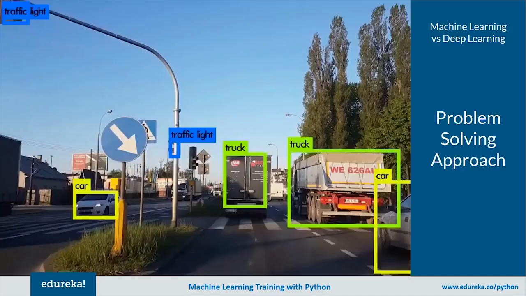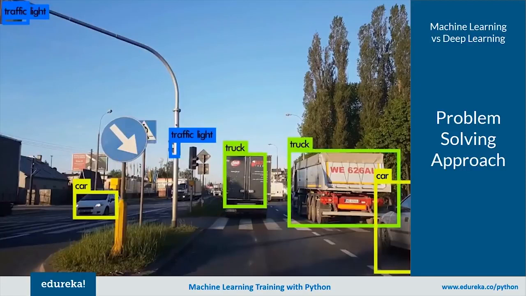So our next parameter is problem solving approach. When we are solving a problem using a traditional machine learning algorithm, it is generally recommended that we first break down the problem into different subparts, solve them individually, and then finally combine them to get the desired result. So this is how the machine learning algorithm handles the problem. On the other hand, the deep learning algorithm solves the problem from end to end.